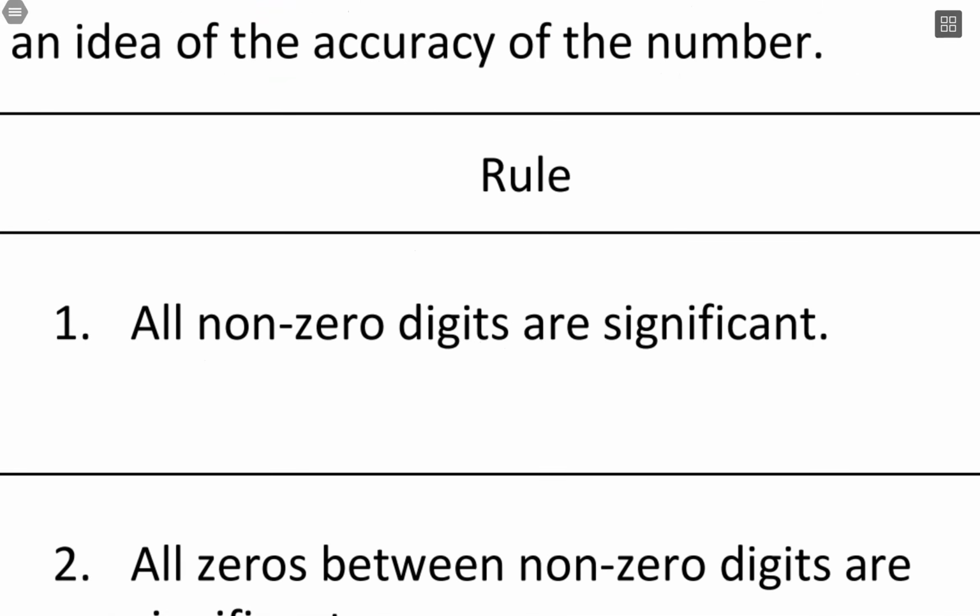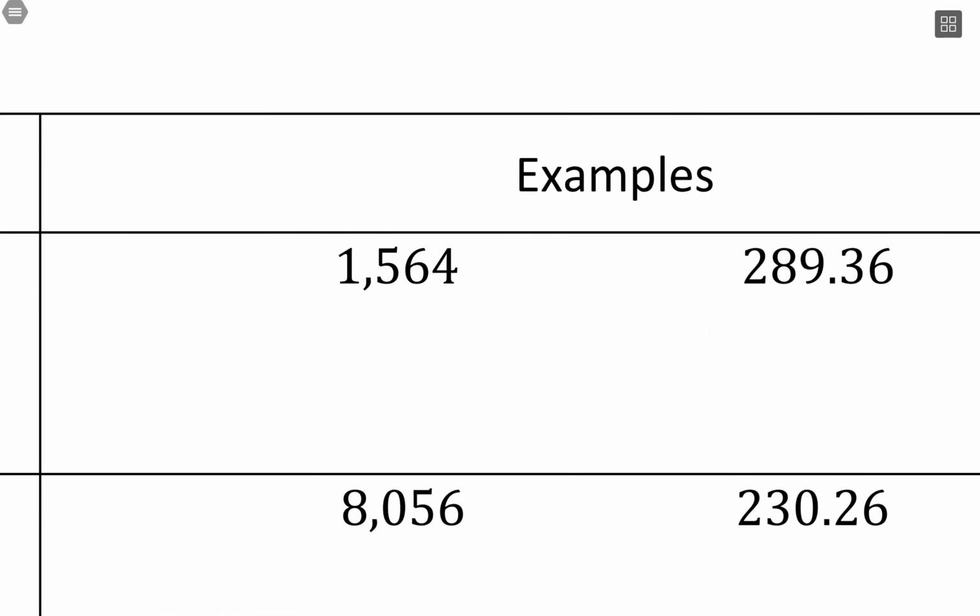So, rule number 1, all non-zero digits are significant. So if the number you're seeing is not a 0, it's significant. Like 1564, every single one of these places holds valuable pieces of information and a level of accuracy. Like we have an accuracy to the thousands place, hundreds, tens, and ones. So for all of those spaces, we have measurements. So that's where we would say we have 4 significant figures, or 4 sig figs.